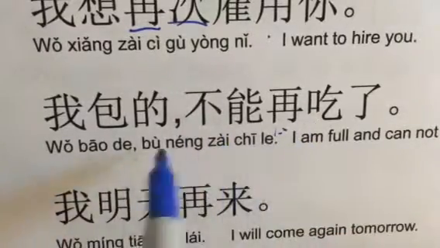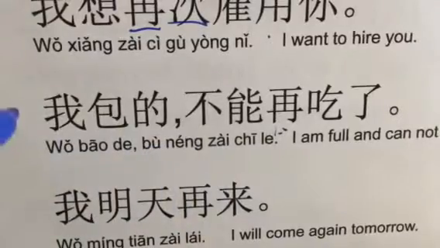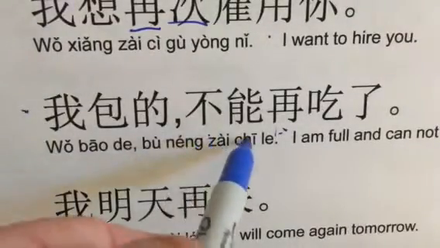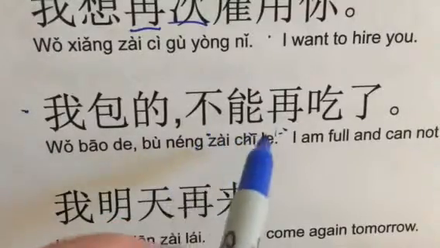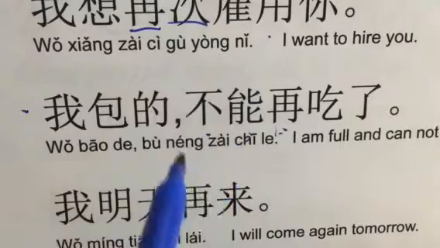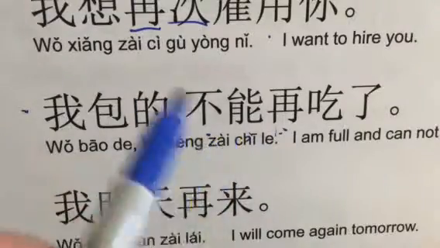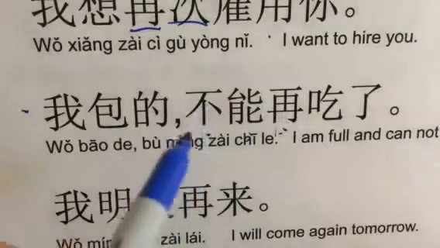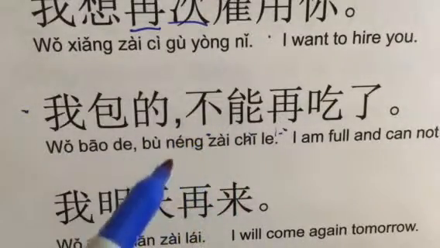Well, before we get to that, this sentence is a negative sentence. It's a negative structure sentence because of these two characters right here. 不能. 不能 makes this whole sentence a negative sentence. 不能 means you don't want to anymore. Okay? So anytime you see this combination, it's a negative sentence.